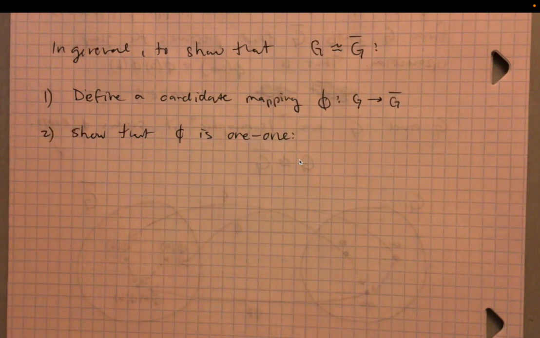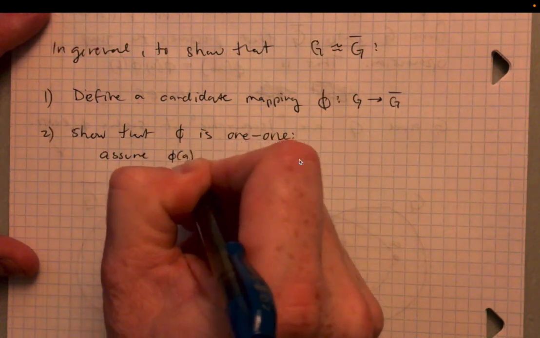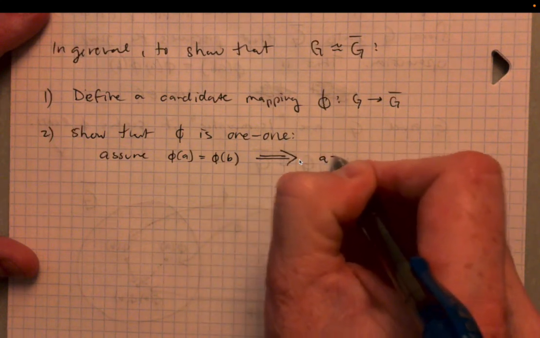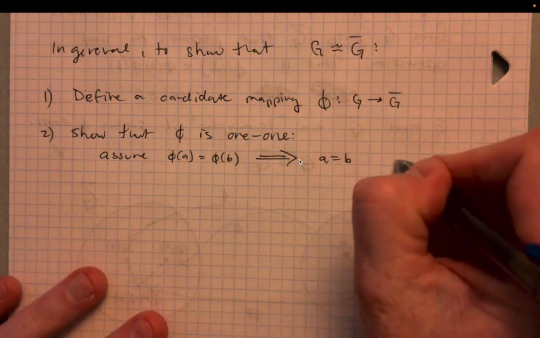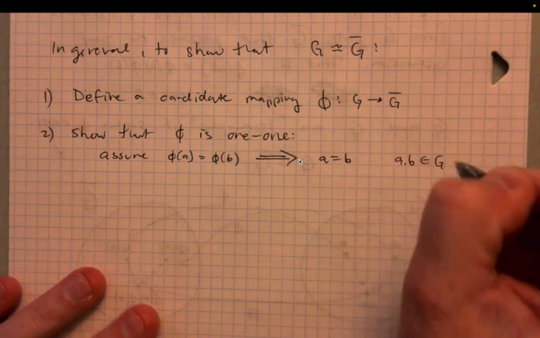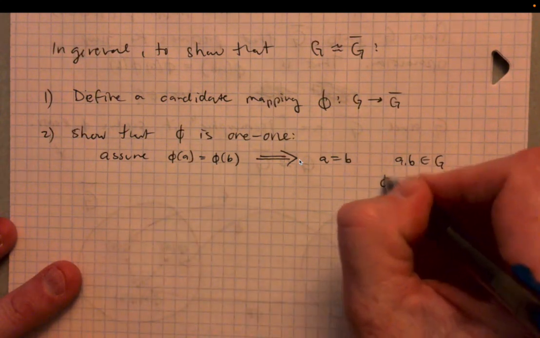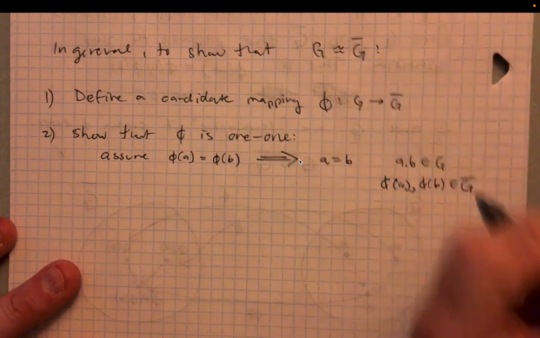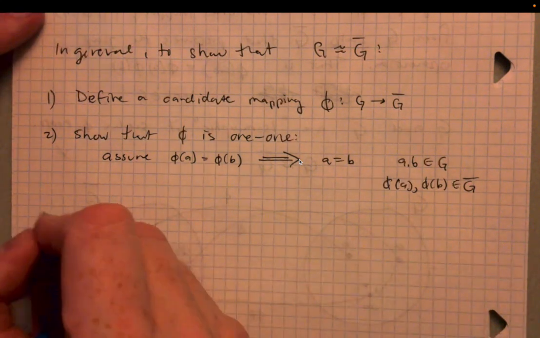Now, how do we show that something's 1-to-1? Well, we assume that phi of A equals phi of B, and we show that that implies that A equals B. A and B being elements in G, and obviously phi of A and phi of B being elements in G bar. That's how you usually do 1-to-1, and most of the time that's going to work out.